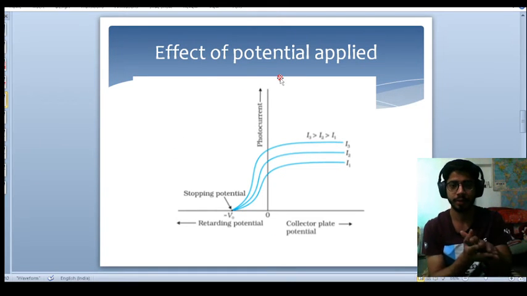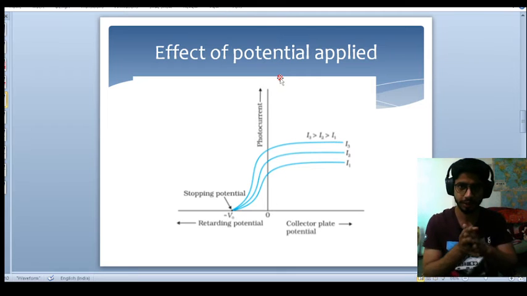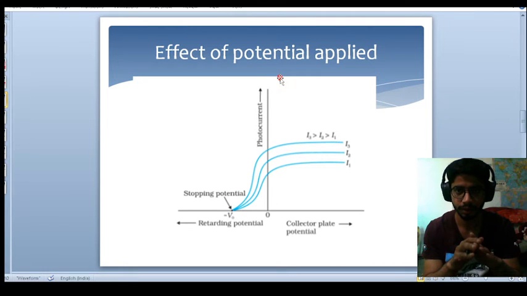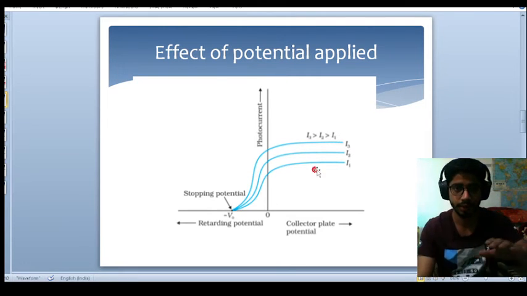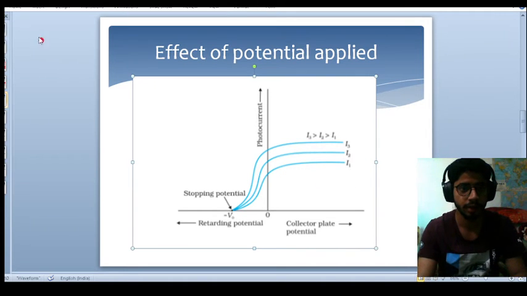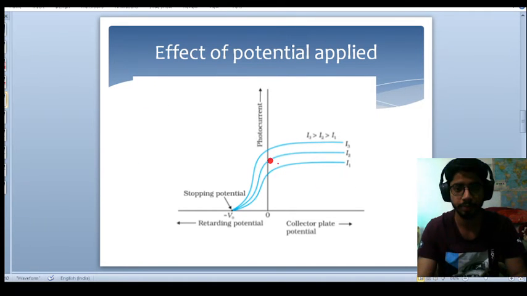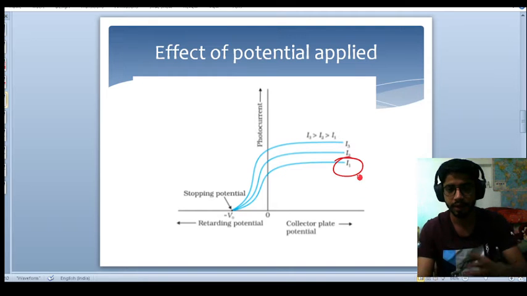Effect of the potential applied. Let us suppose we are providing a certain intensity, let us suppose I1.